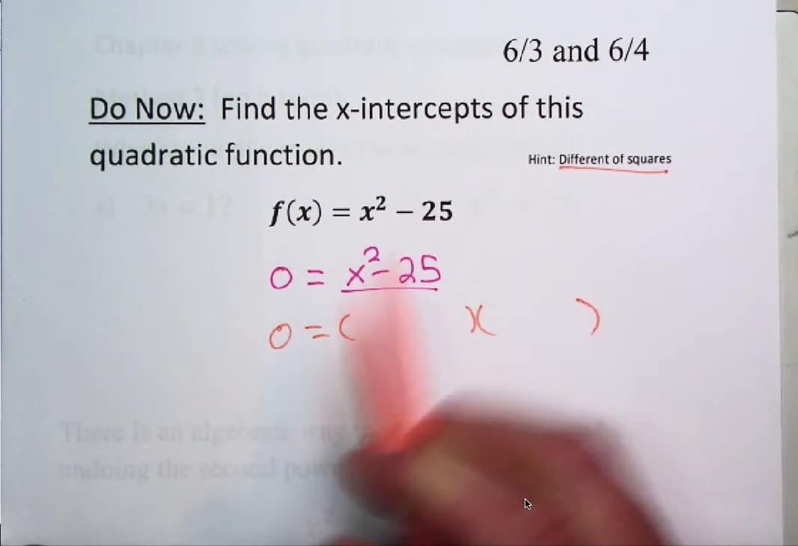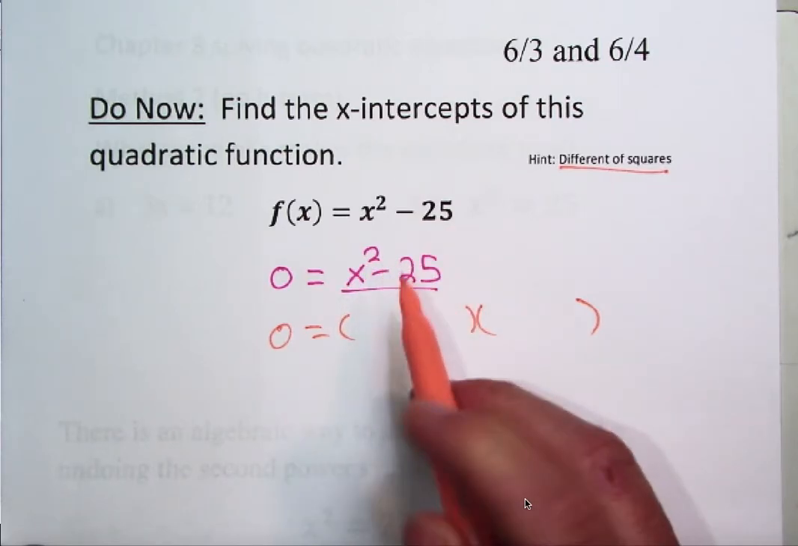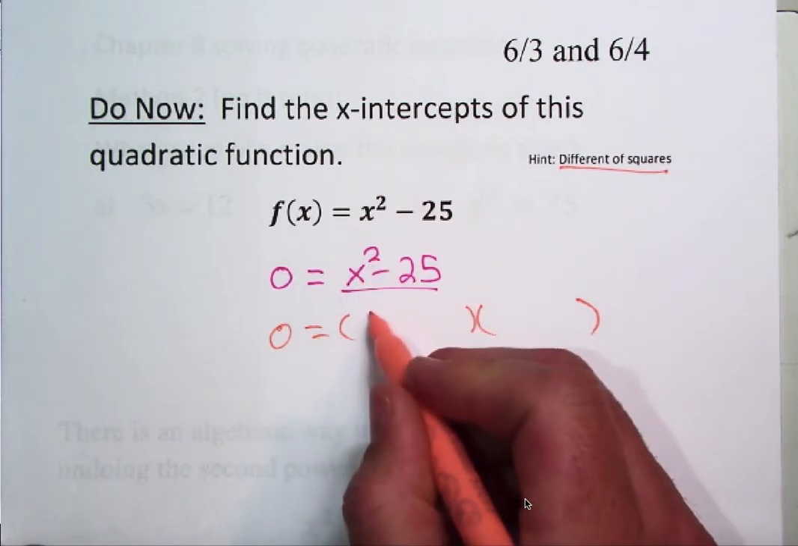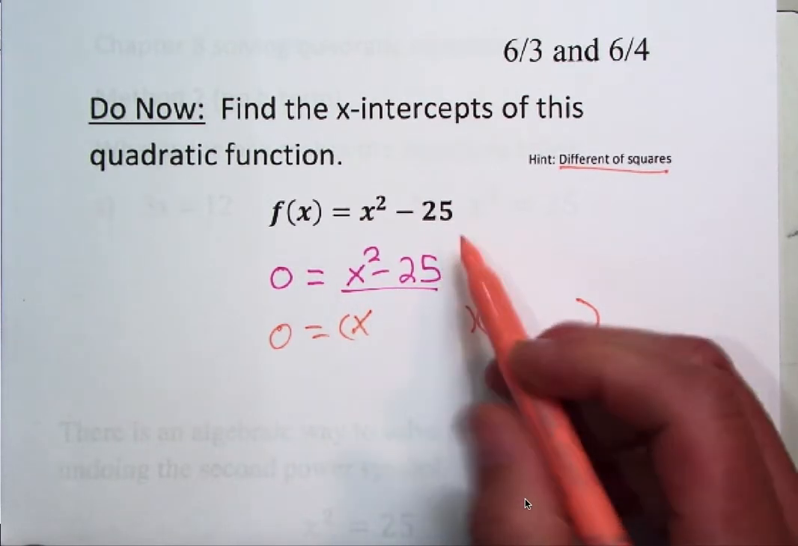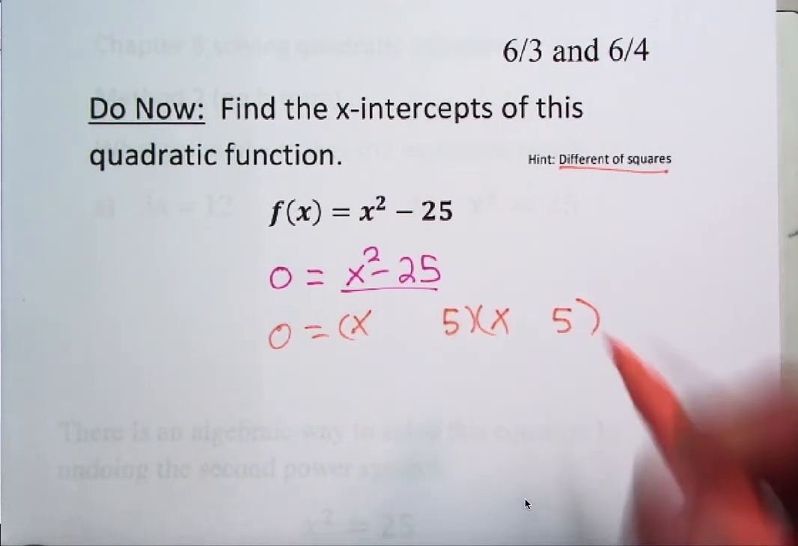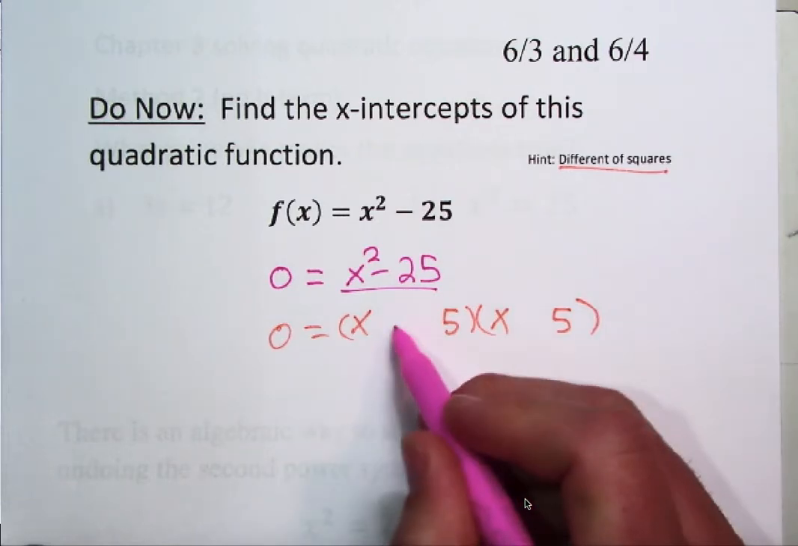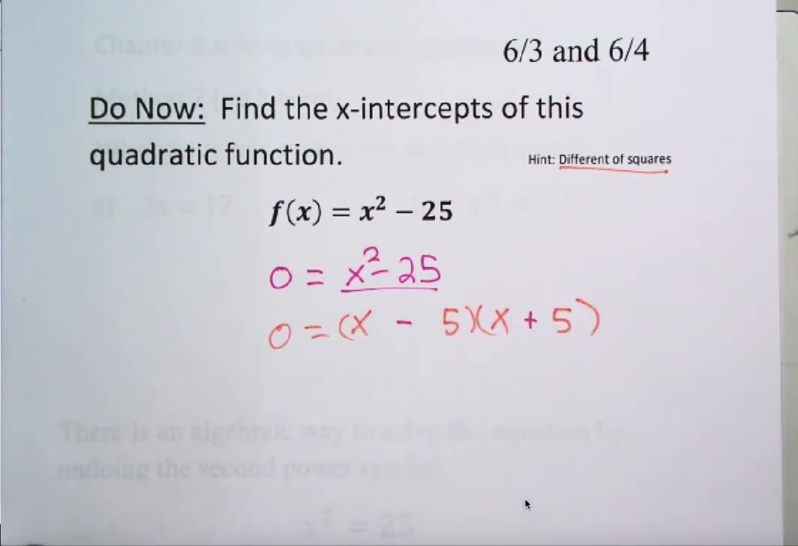We know it's a difference of squares because x squared is a perfect square and 25 is a perfect square, and we have subtraction. So what times what is x squared? Well, x times x. What same number times itself equals 25? 5 and 5. And with difference of squares, we get 1 minus and 1 plus sign.